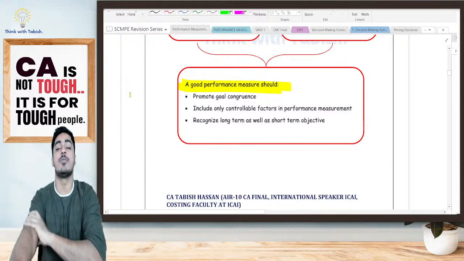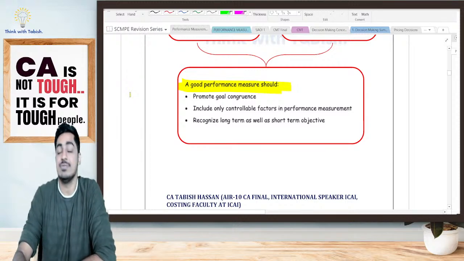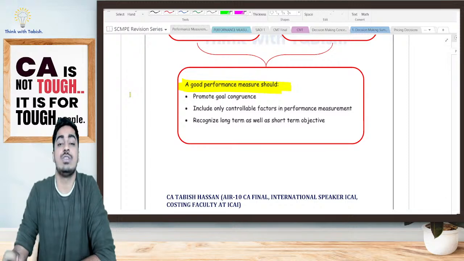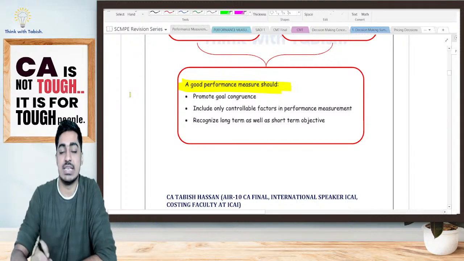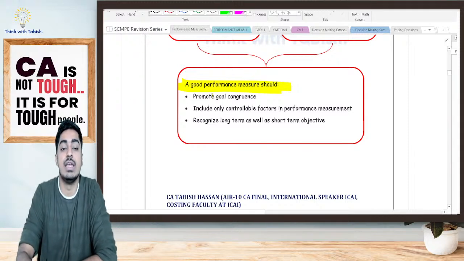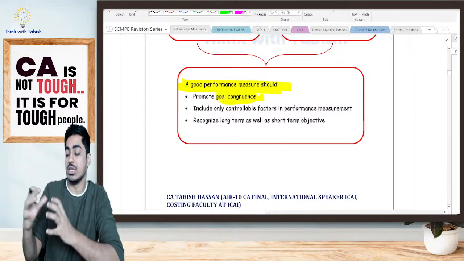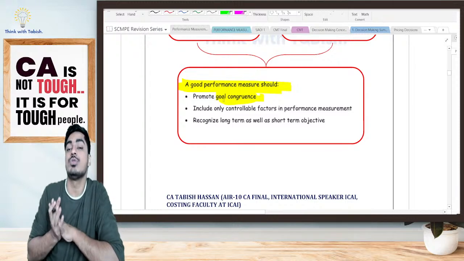Yes, we are measuring the performance of Mr. Amanda. The measure which we are using to evaluate the performance should be an ideal, correct performance measure. What all conditions should it fulfill? It should promote goal congruence. The performance measure we are using should promote goal congruence.